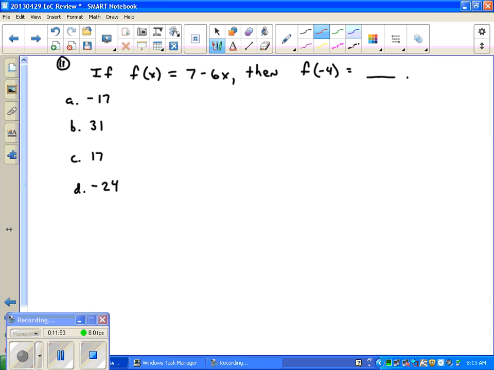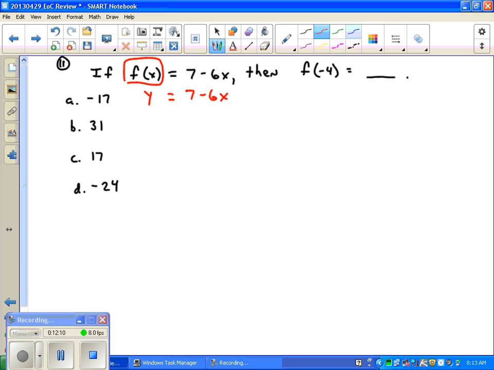Number 11 says, if f of x equals 7 minus 6x, then f of negative 4 equals how much? Anytime you see this, everybody, don't freak out. We don't use that term a whole lot in here, but we have seen it before. All that means is y. So if you want to look at it again, y equals 7 minus 6x.